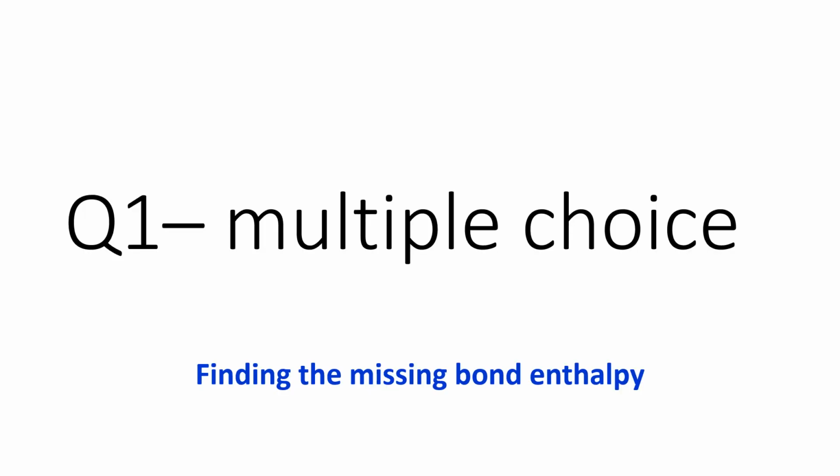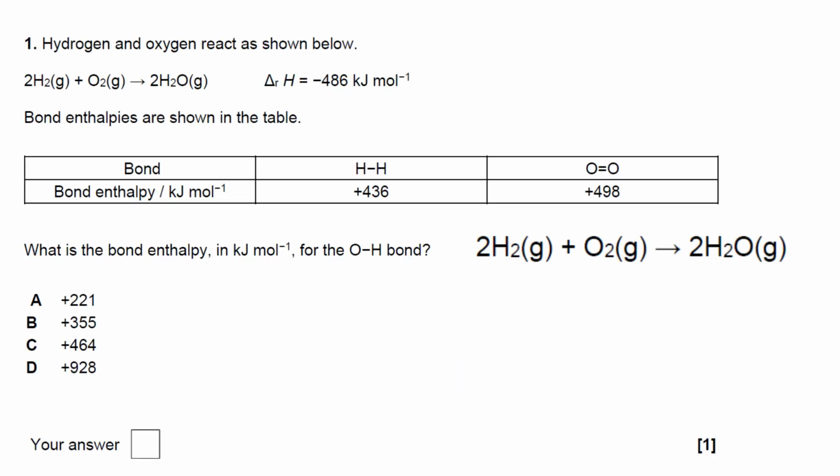Let's start with a multiple choice question. So this isn't working out a delta RH value, it's actually working out a missing bond enthalpy. So it's a bit like solving for x in maths. So you start by putting the equation on the right hand side like I've done. I've literally just cut and pasted it from up here down to here.